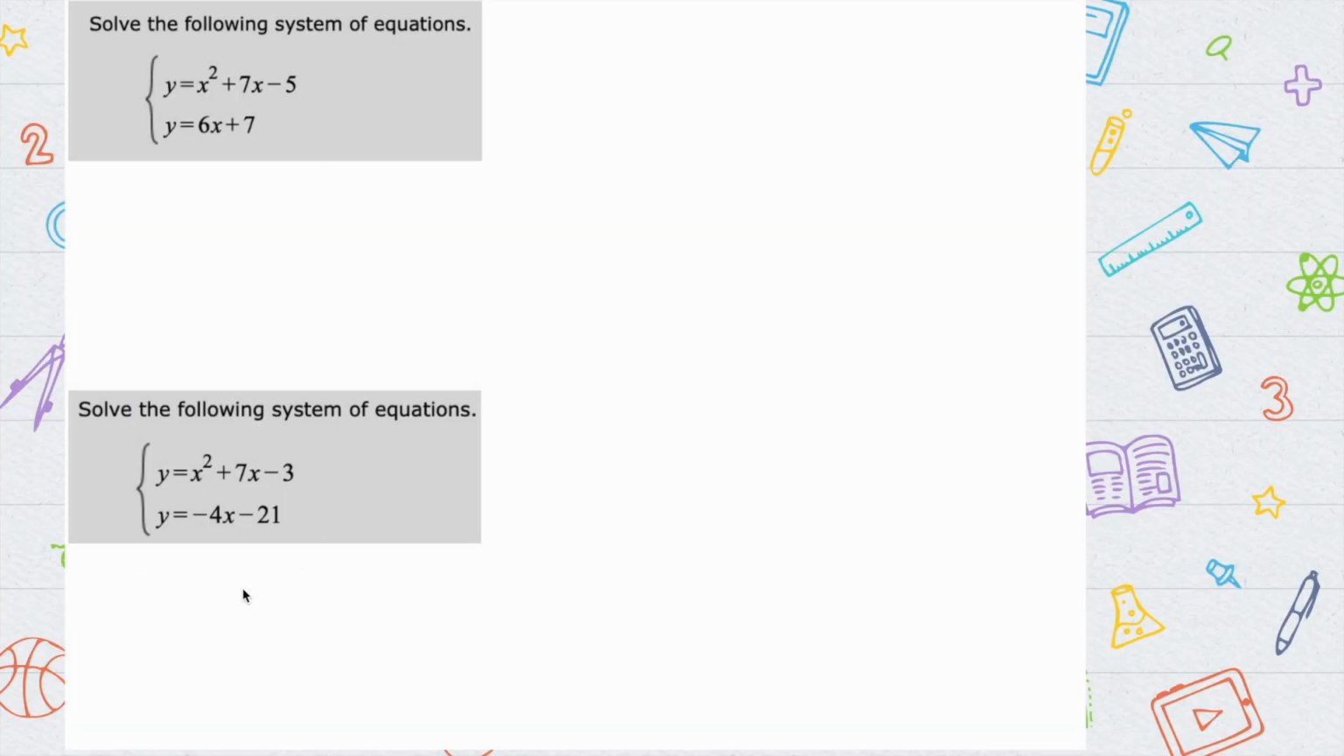All right, so here's the two equations. We're going to practice it twice. So we have a quadratic and we have a linear. Okay, so I know it's x squared, that's quadratic. It's just x, that's linear.